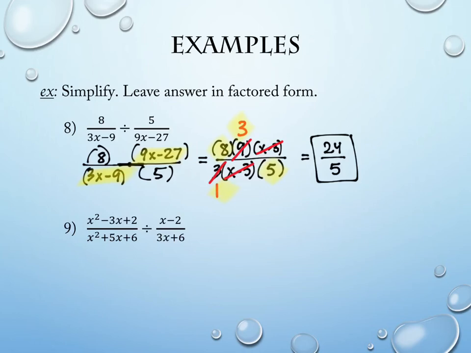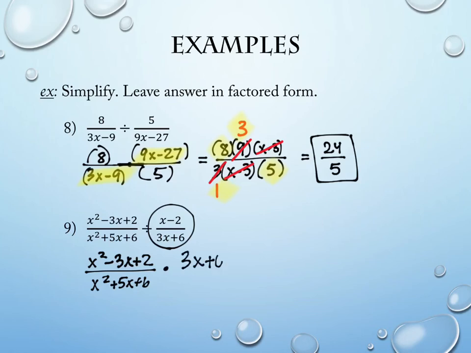Last example. What do I do first? Flip which one, Jenna? The last one. Yeah, this is the one that will get flipped. So in the front, I have x squared minus 3x plus 2, divided by x squared plus 5x plus 6. It will become multiplication, and the fraction that comes second will get flipped. So it's 3x plus 6 over x minus 2. Is that step okay? Got to remember to flip the second fraction.